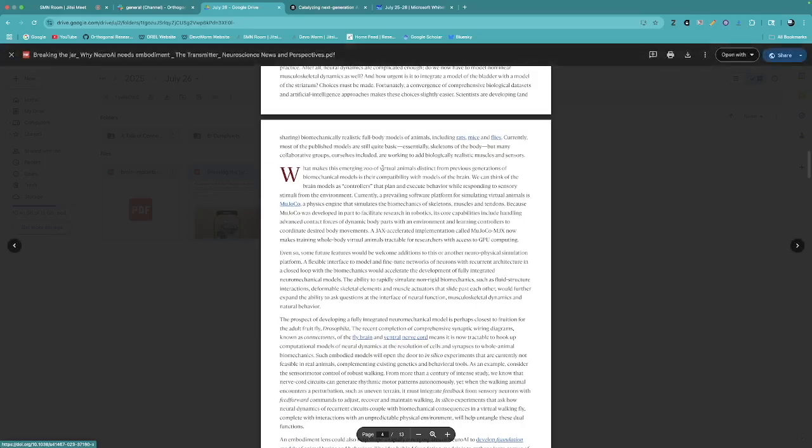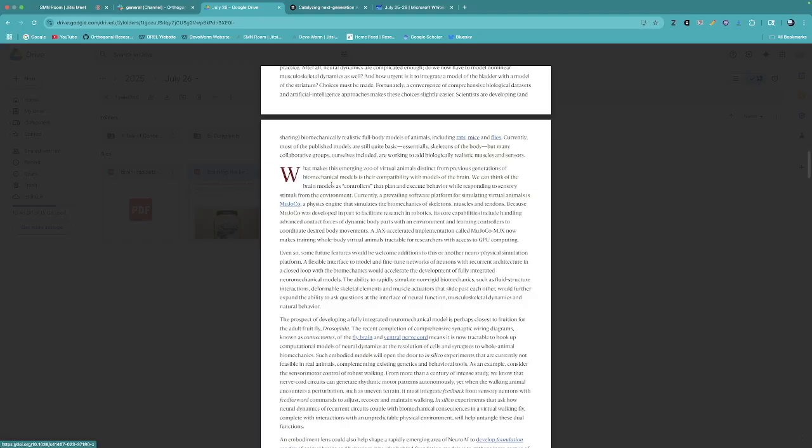Let's see. What makes the emerging zoo of virtual animals distinct from the previous generations of biomechanical models is their compatibility with models of the brain. We can think of brain models as controllers that plan and execute behavior while responding to sensory stimuli from the environment.